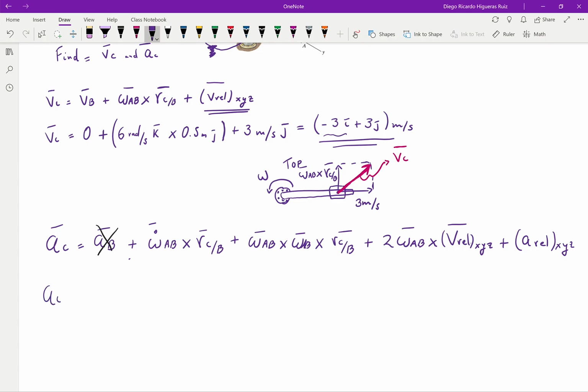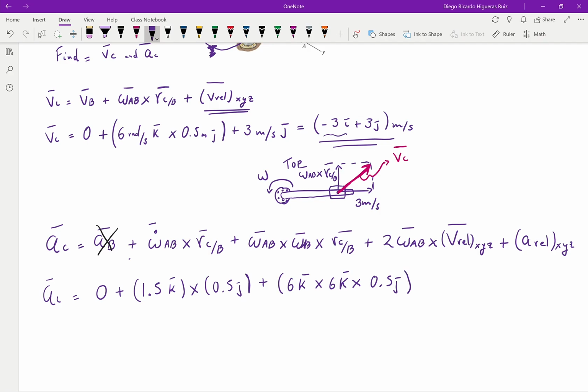So we have that A_C is equal to 0 plus, here we're going to have 1.5 k radians per second squared cross product 0.5 j, plus the angular velocity, and that's going to be 6k cross product 6k again and cross product 0.5 j.